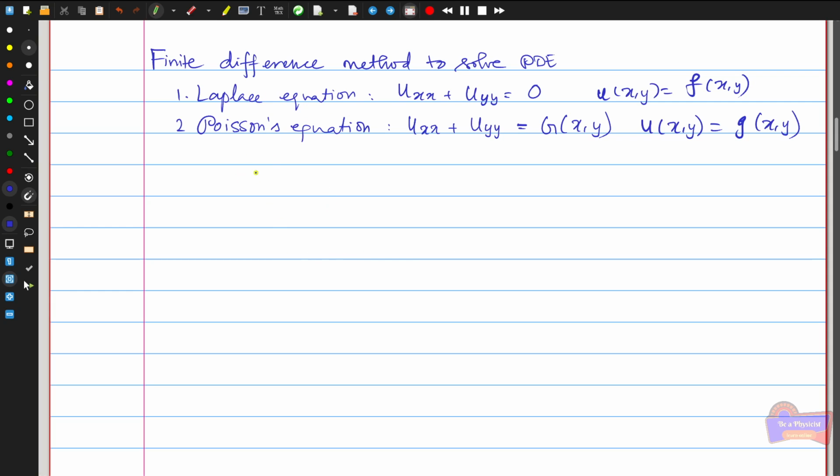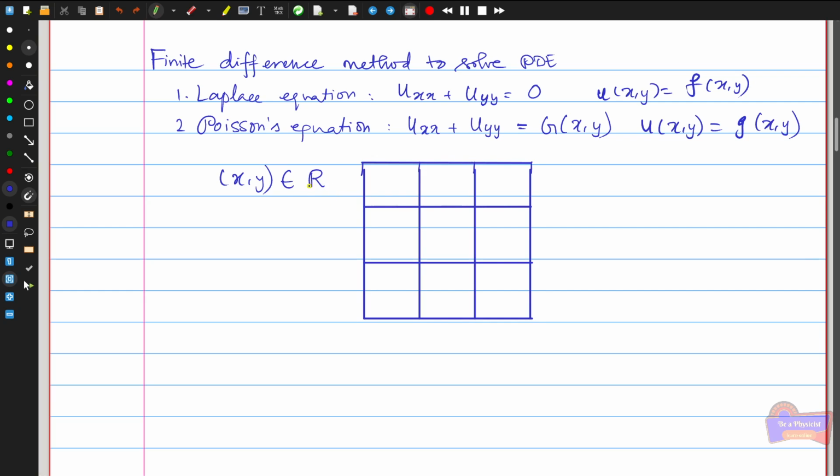Suppose you have a two-dimensional domain x comma y, which we call R, and we are going to superimpose this domain R with a mesh, a mesh of lines. That means x varies in the x direction and y varies in the y direction, with x varying with step size h and y varying with step size k. If h is equal to k, then you get a square-like mesh structure. Otherwise, if h is not equal to k, then you will get a rectangle-like structure.